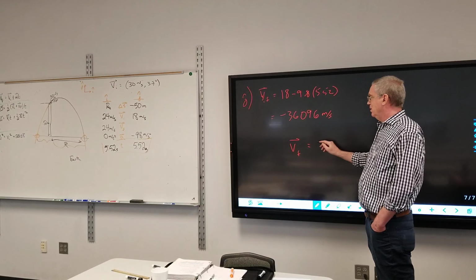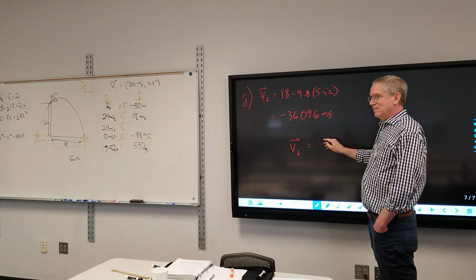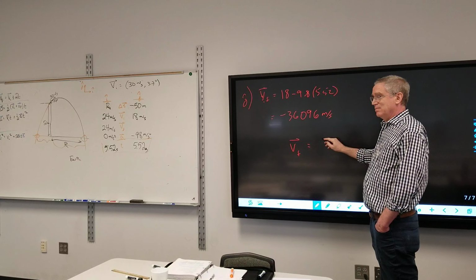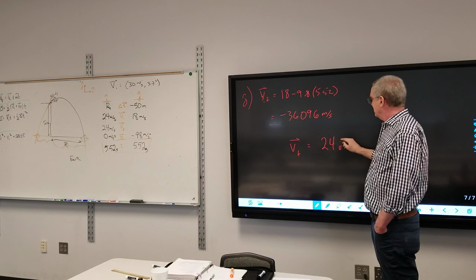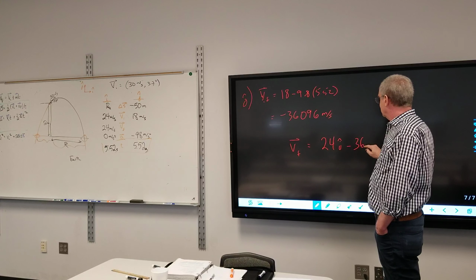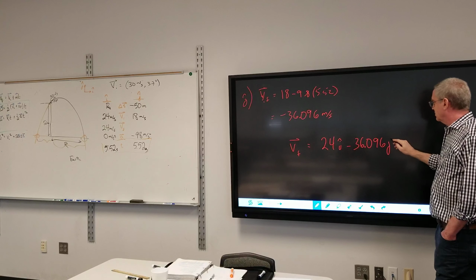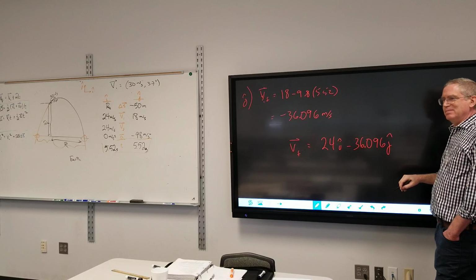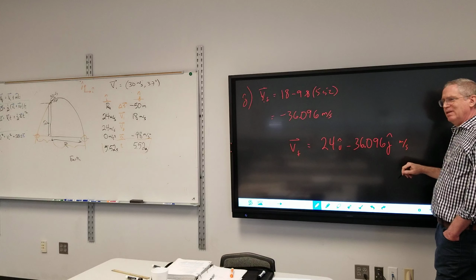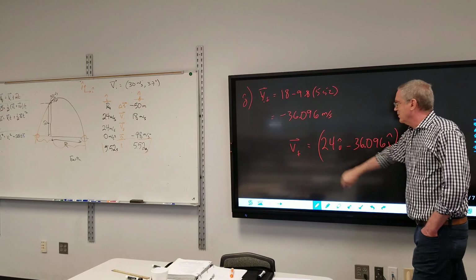Would you have to add the I and J components to make the full vector? So what am I writing down? 24 I hat, plus, I meant minus 36.096 J hat. There's a decimal point. Meters per second. Like that? Yeah, you multiply all of them by it. There we go.